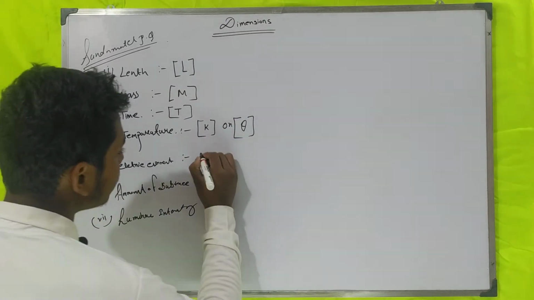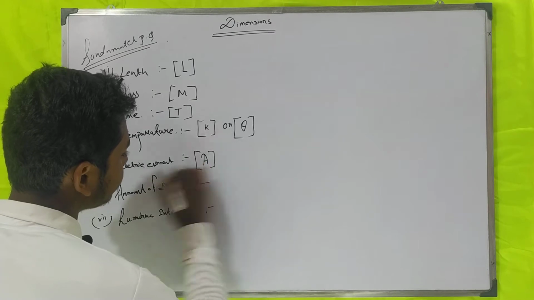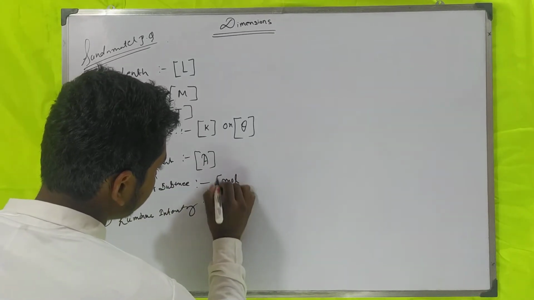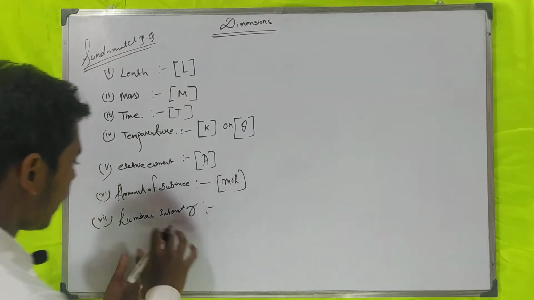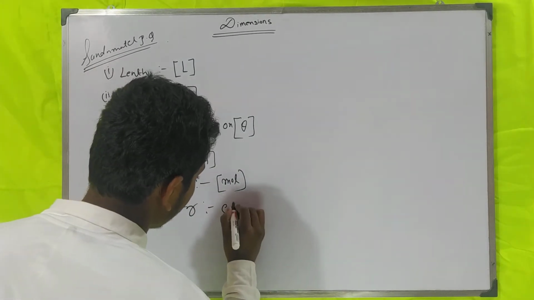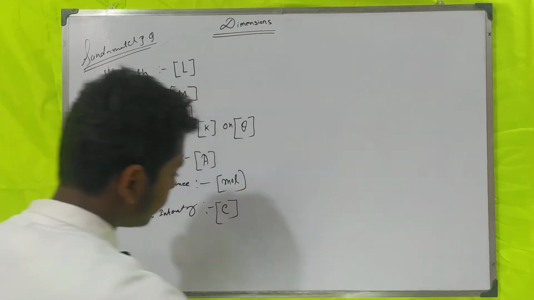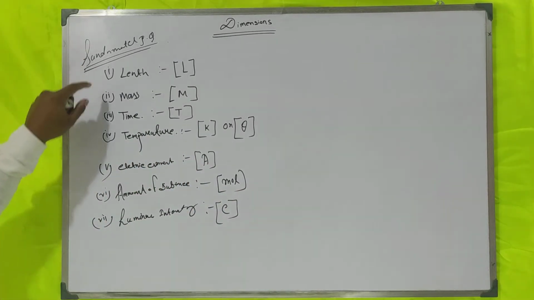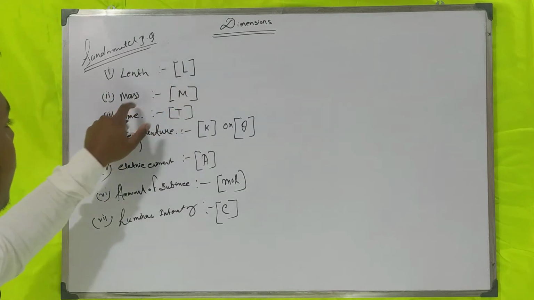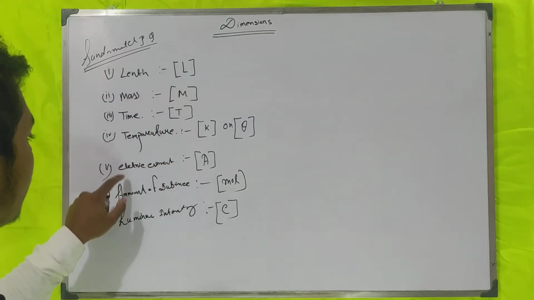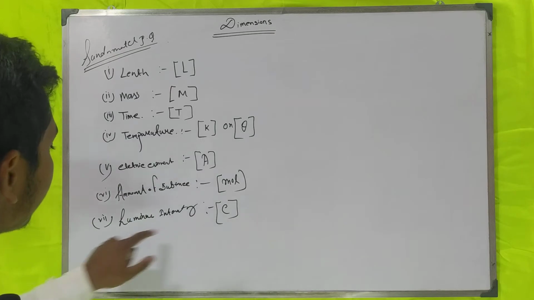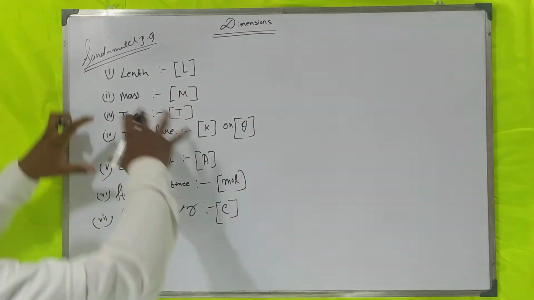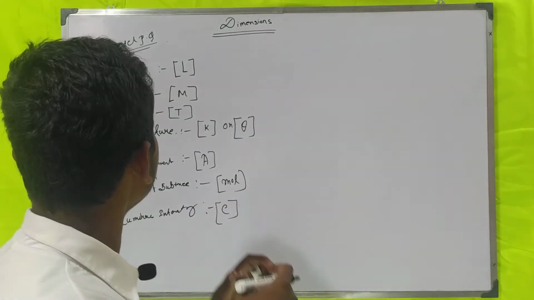Electric current is ampere, symbol A. Amount of substance is mole. Luminous intensity is candela. So these are the dimensions of length, mass, time, temperature, electric current, amount of substance, and luminous intensity. Now we will find the dimensions of derived quantities from the fundamental ones.